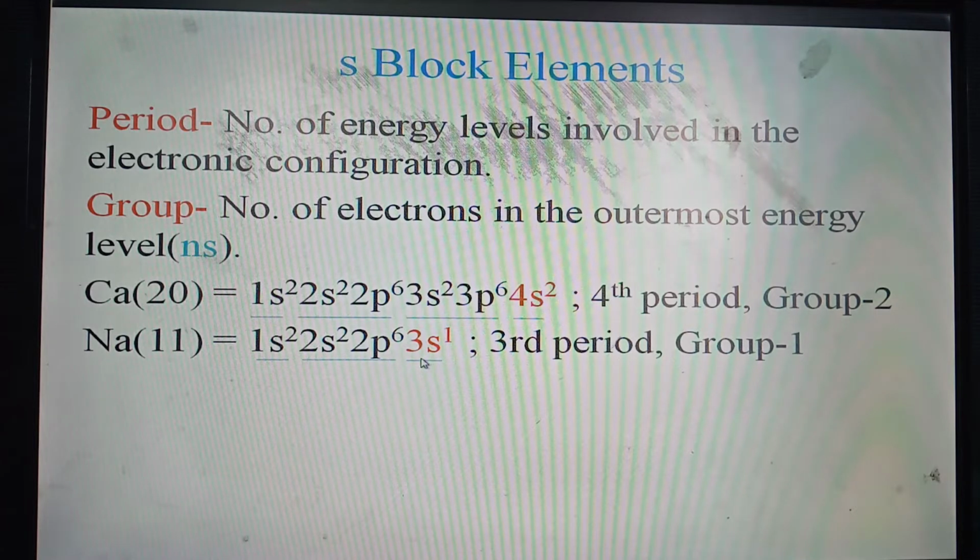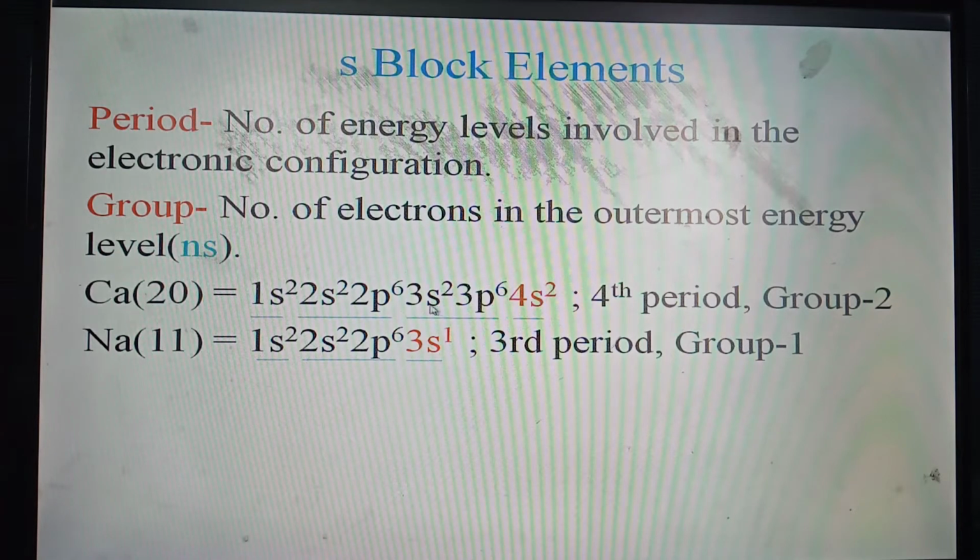Now how to determine the position of this element in the periodic table? Look at this period. The number of energy levels involved in the electronic configuration is equal to the number of the period. Calcium has 20 electrons. These 20 electrons are distributed in 4 energy levels: 1, 2, 3, 4. Since there are 4 energy levels, calcium is placed in the 4th period.